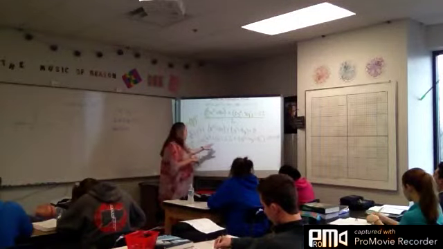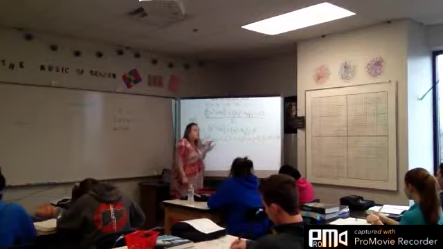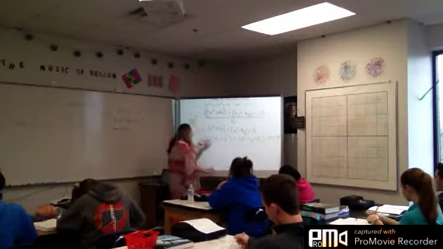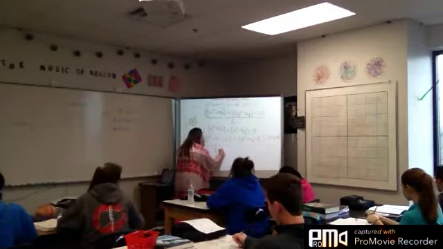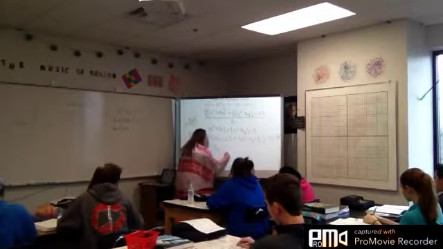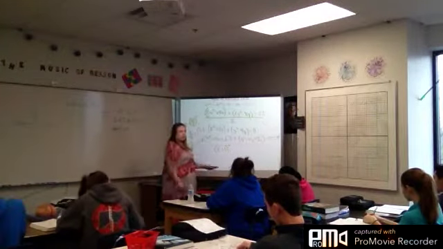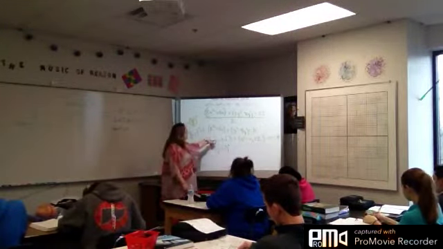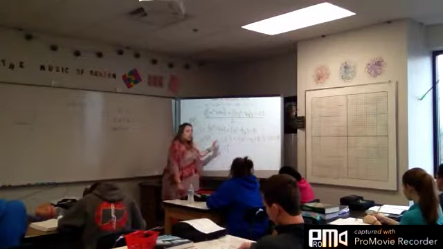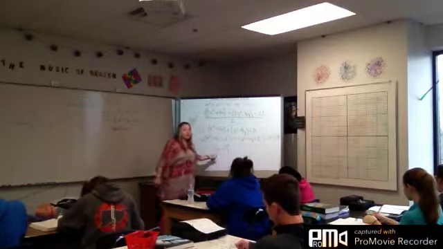Now, here's what happens. This is a perfect square trinomial, meaning it factors to x plus 1 squared. Because if I FOILed it, I would get x squared plus 2x plus 1. Look, this makes sense.